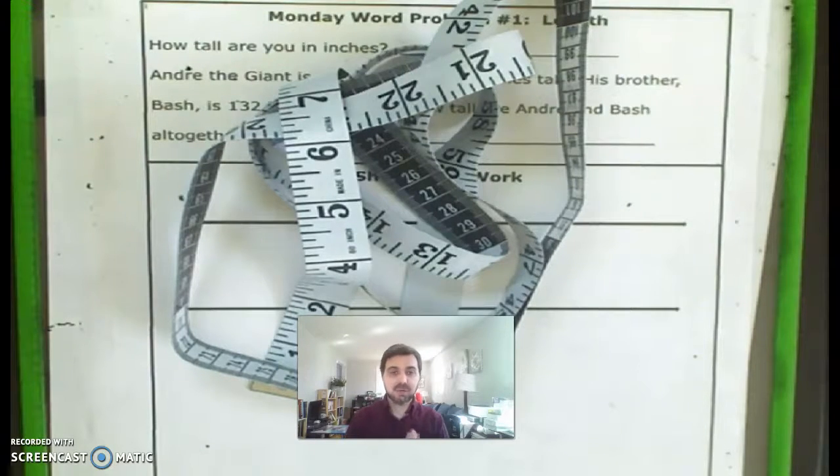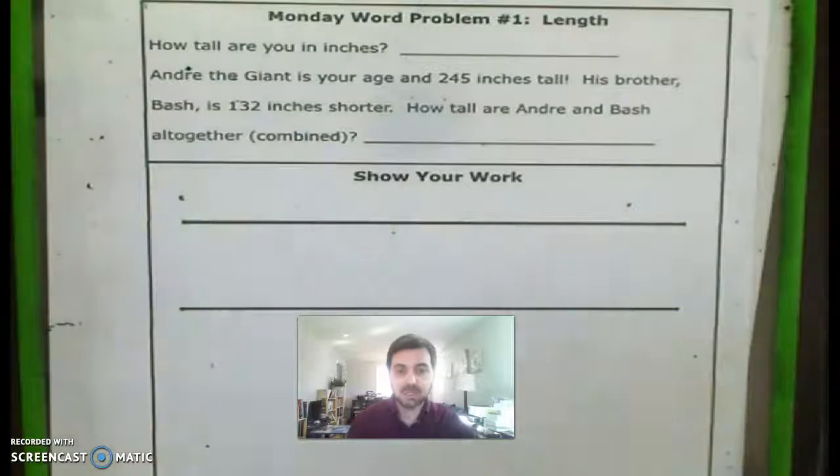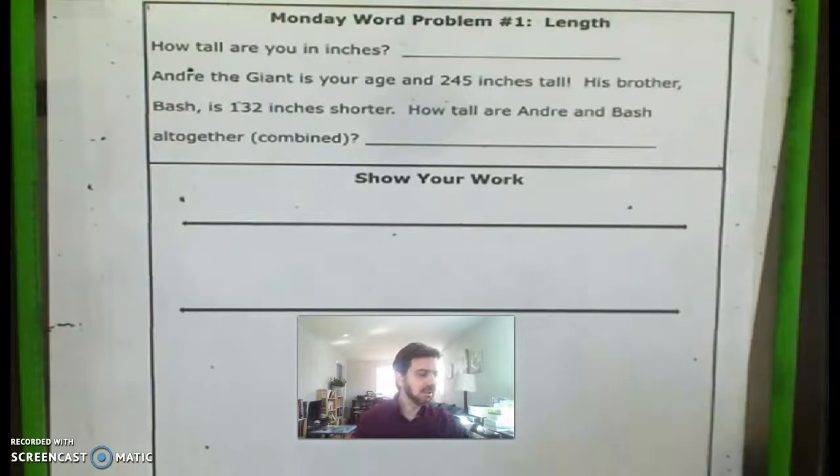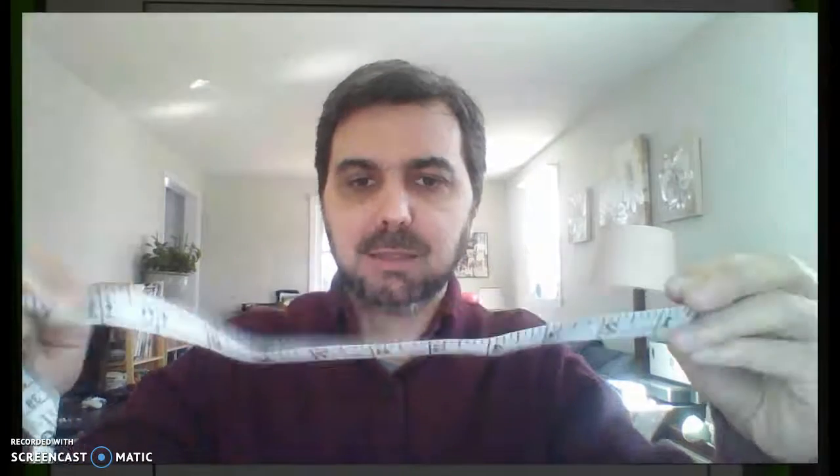All right, so you should have your stuff ready to go. The first question is, how tall are you in inches? Inches are not terribly big, right? On your tape measure, there are actually two sides. This side shows inches. The other side shows centimeters. Centimeters are a lot smaller than inches. In fact, there are about 2.5 centimeters in each inch.